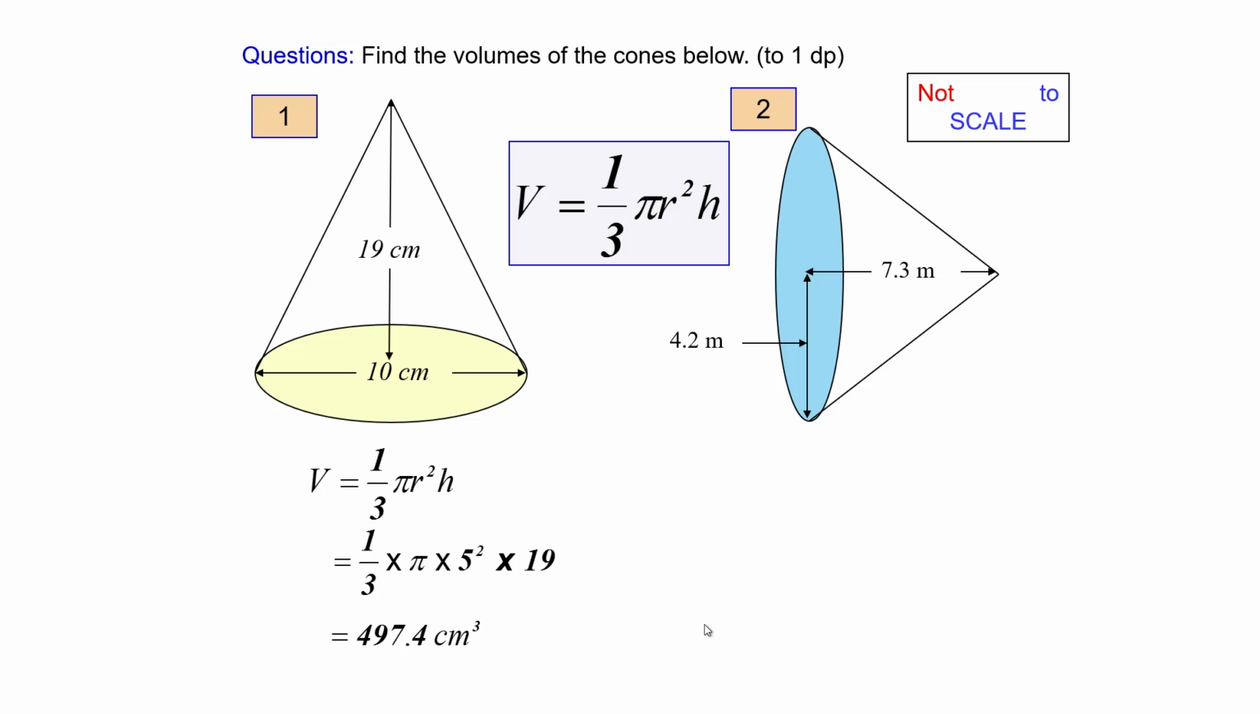And on question 2, they've given us the radius, which makes it a little bit easier. So 1/3 times pi times 4.2 squared times 7.3 gives us 134.8 centimeters cubed to 1 decimal place.